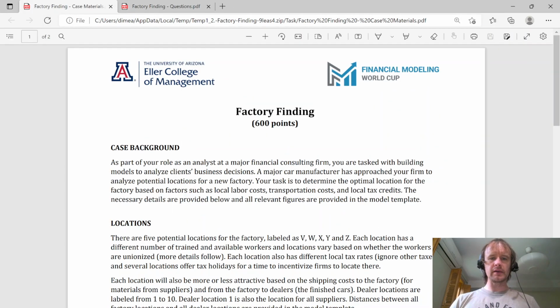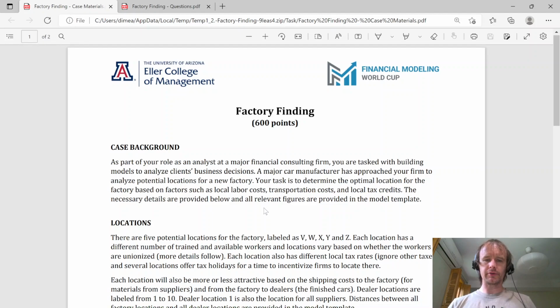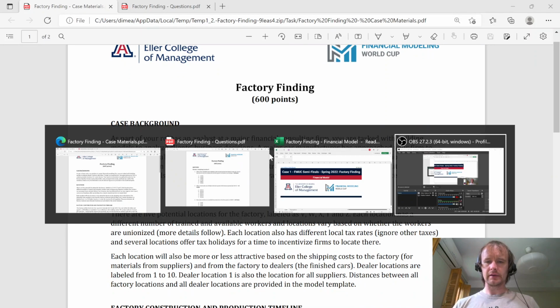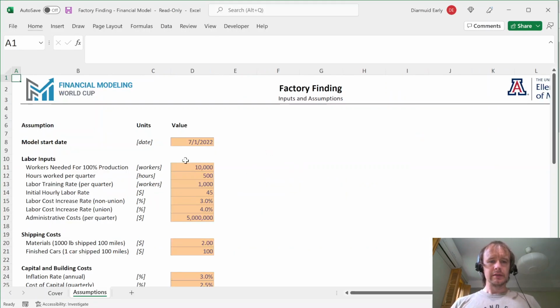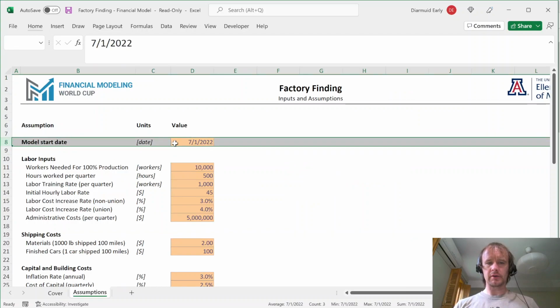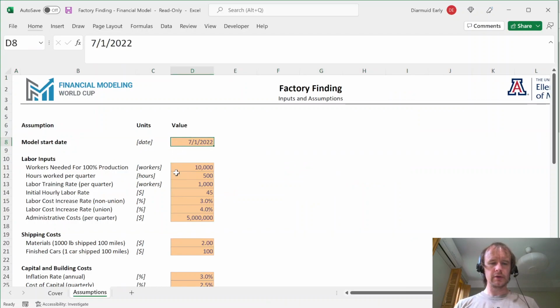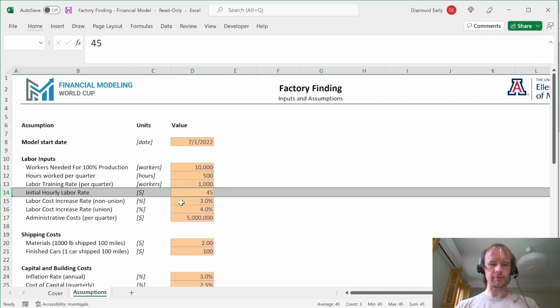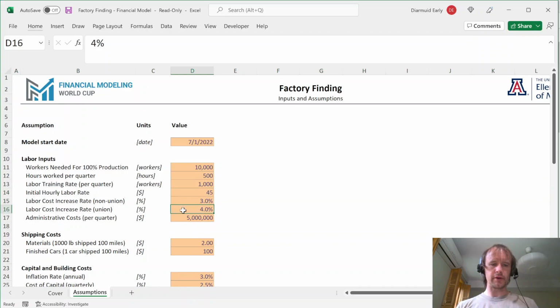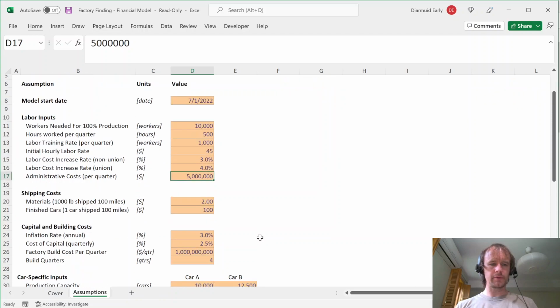So the question is about trying to work out the best place to put a factory, and let's take a look at the data we're given. We're doing a 15-year model starting from the middle of 2022. We've got all this information about labor inputs. We need 10,000 workers to be at 100% production. Each worker works 500 hours a quarter. We can train up to 1,000 workers a quarter. Labor cost starts off at $45 an hour, increases 3% a year for non-union, 4% a year for union workers, and administrative costs are $5 million a quarter.